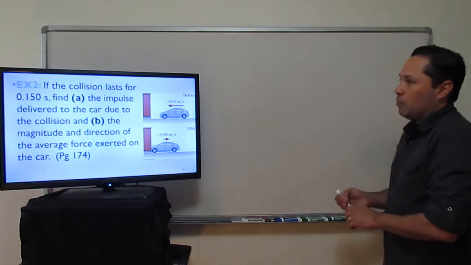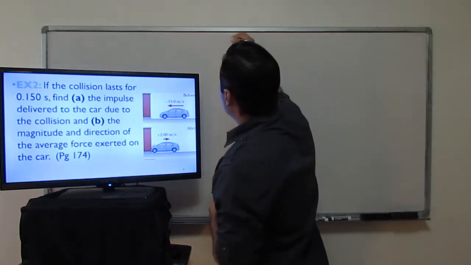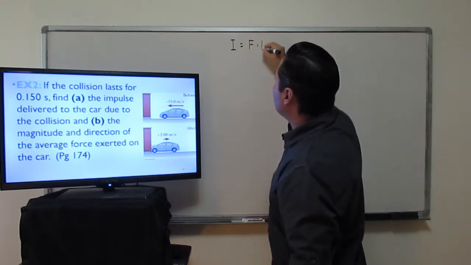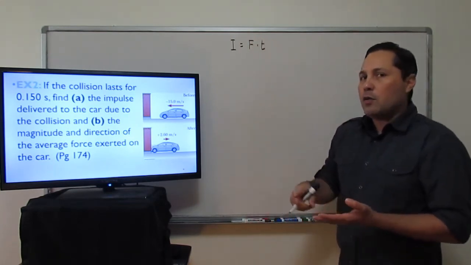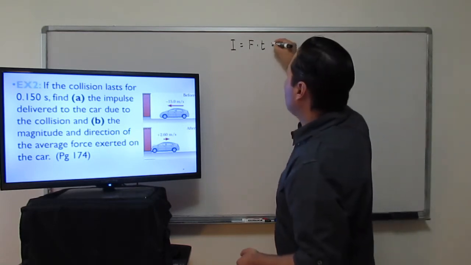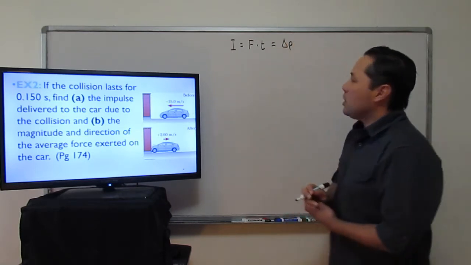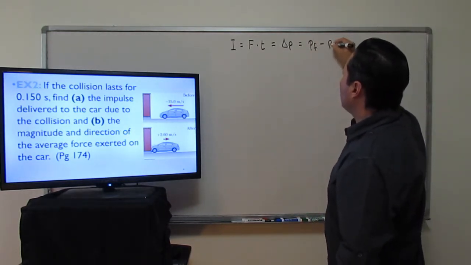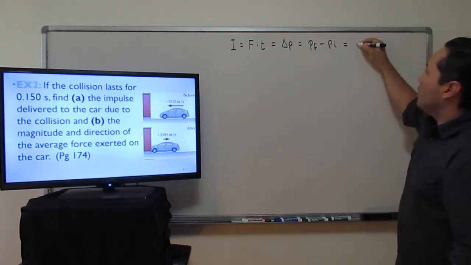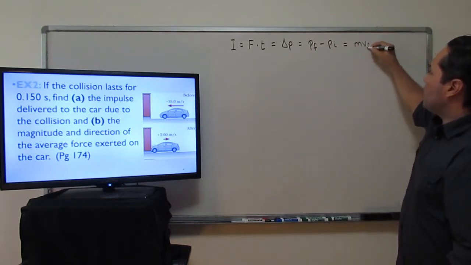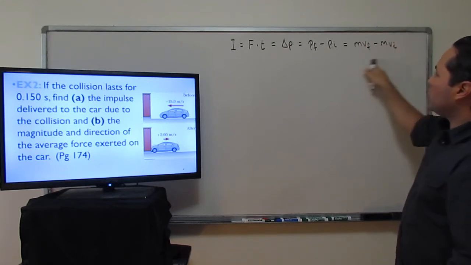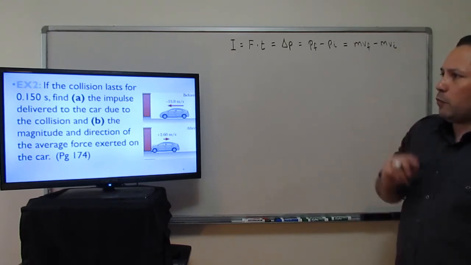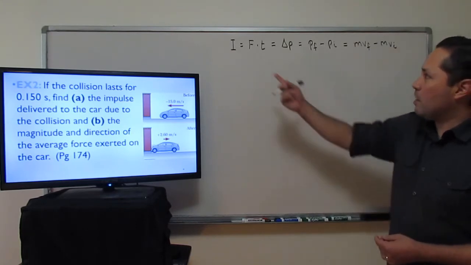Alright, so we're looking for impulse, and the formula for impulse, I, is force multiplied times time. Now force times time, we know that's also equal to the change in momentum. So the change in momentum, which is momentum final minus momentum initial, is mass times velocity final minus mass times velocity initial. Now this formula we can simplify a little bit and factor out the m. We'll probably end up doing that for solving part A, find the impulse.